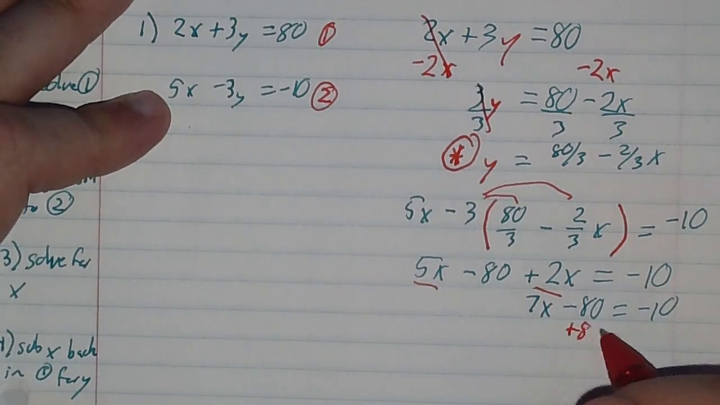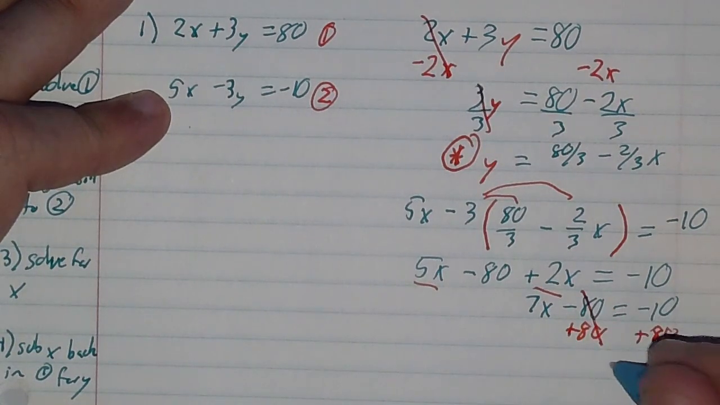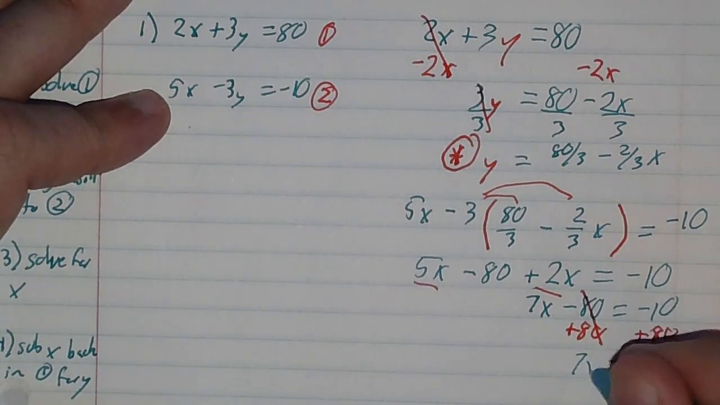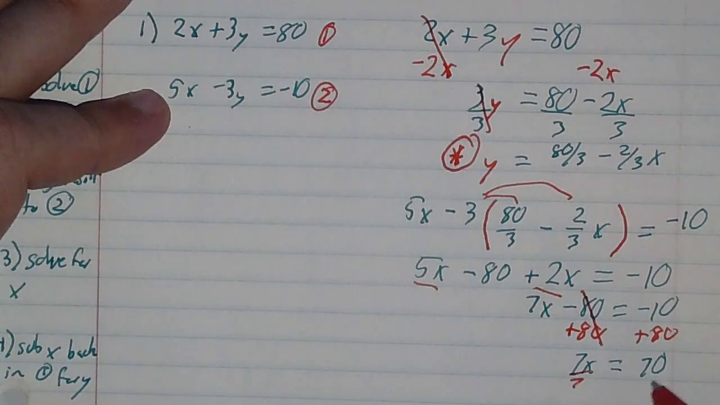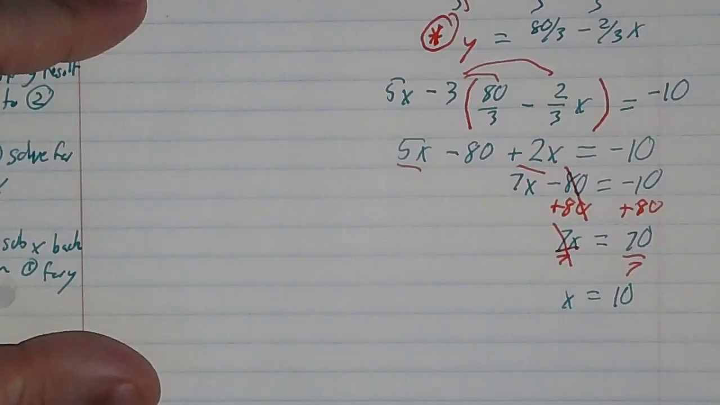If I add 80 to both sides, that'll have the effect of canceling the 80 from the left-hand side, moving it to the right and creating a 70. And then, of course, if I divide off a 7, that'll have the effect of canceling the 7 that is attached to the x and reducing the 70 on the right-hand side to a 10, which gives me the result x is equal to 10.